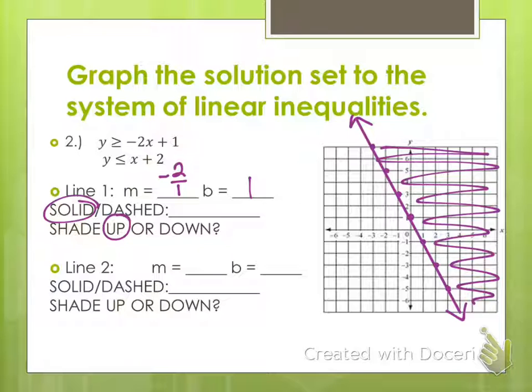So I will switch colors. What is the slope and y-intercept for line 2? Jamal? 1 and 2, very good. We could write that as 1/1 if we would like it as a fraction. And b is 2.